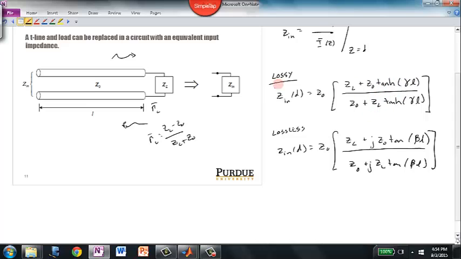So what's the utility of calculating the input impedance? Well, really the big advantage is that I can take this entire circuit, a transmission line of a fixed length and a load, and I can replace it with a circuit model that is just Zin. And that's really the big utility: we can replace a T-line and the load with a circuit with an equivalent input impedance. It's a really nice technique to use.